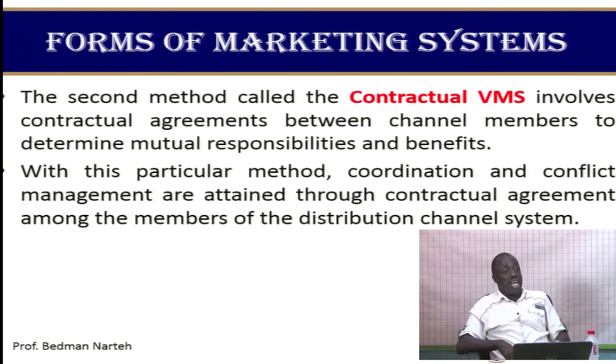Then you have what we call contractual. If it's contractual, then the whole thing is by contract. So the manufacturer signs contracts between himself, the wholesalers and the retailers. So for example, he says that, okay, I'll give you the opportunity to either license my product to you or I'll franchise my product to you. In that case, it's a contract that we have signed. I will manufacture, but I also give you a license and you also distribute the goods for me.